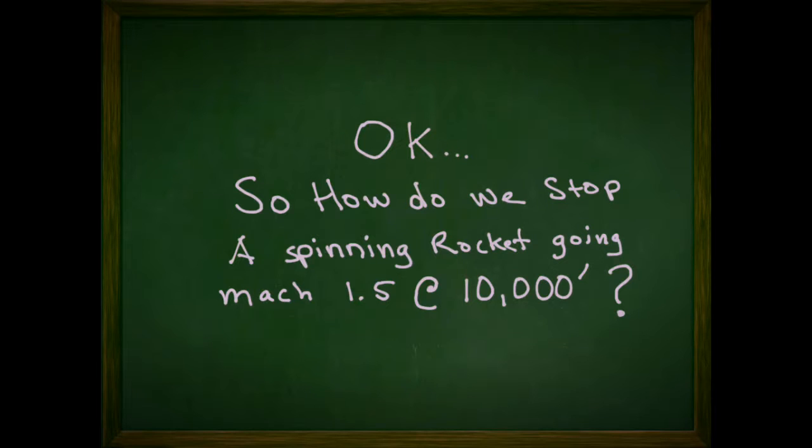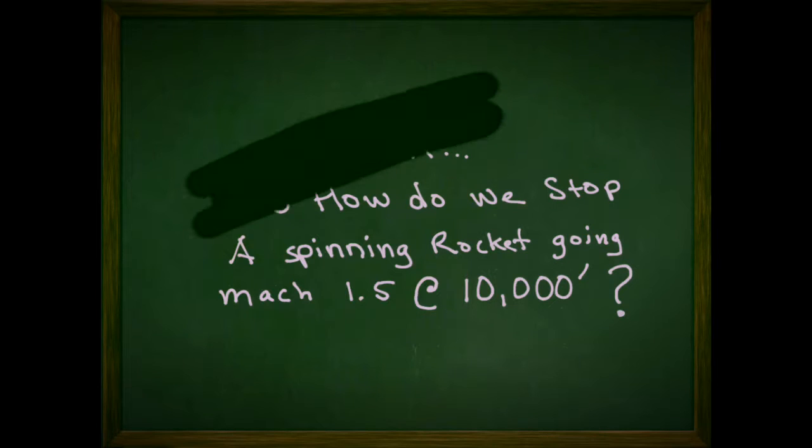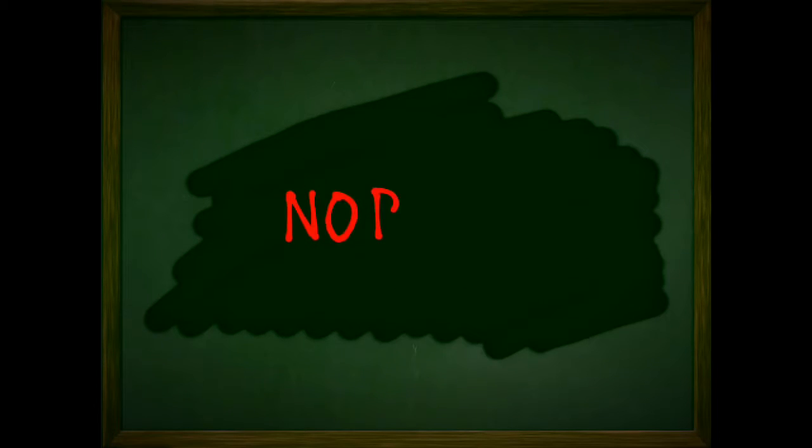So the question is, how do we stop a spinning rocket going Mach 1.5 up at 10,000 feet? That's our ultimate goal just for this rotation problem. Right, no problem.